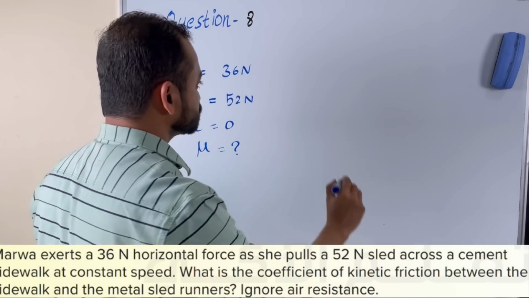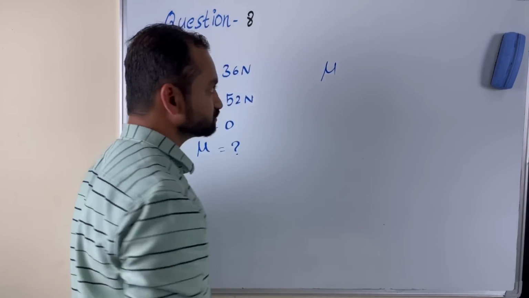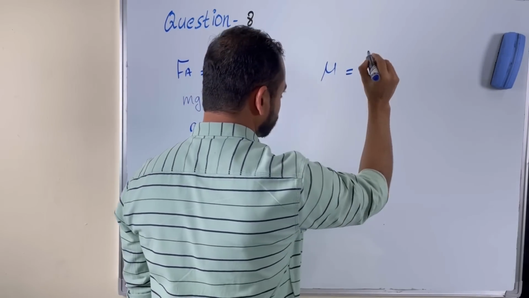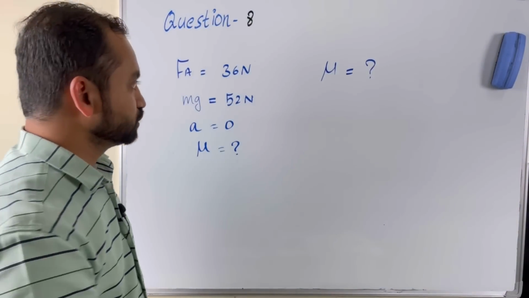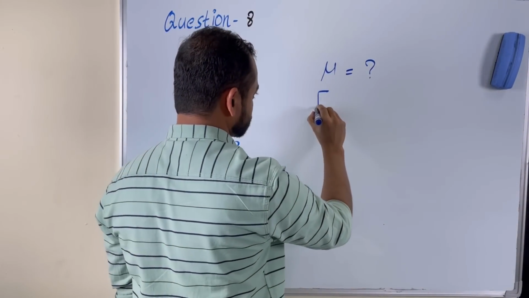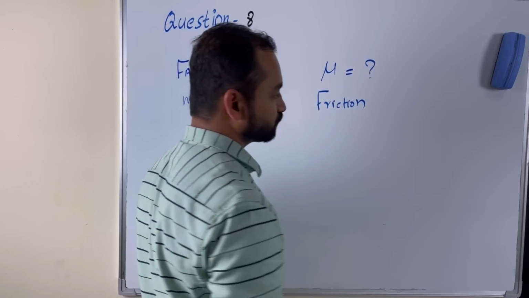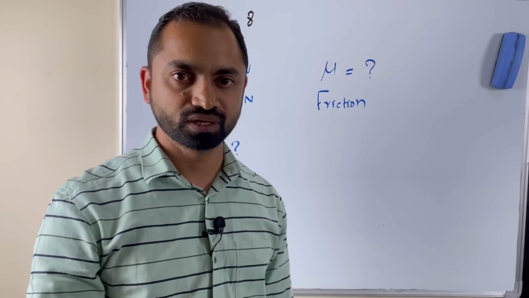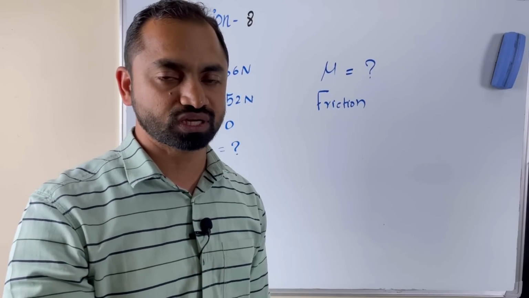If the question is to calculate coefficient of friction, there is only one method. First, you must calculate friction. You must calculate friction first. After you calculate friction, only then can you calculate coefficient of friction in any situation. So if the question is to calculate coefficient of friction, first you must calculate friction.